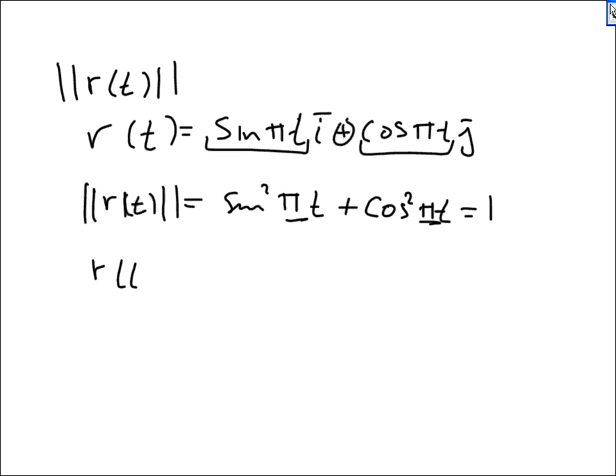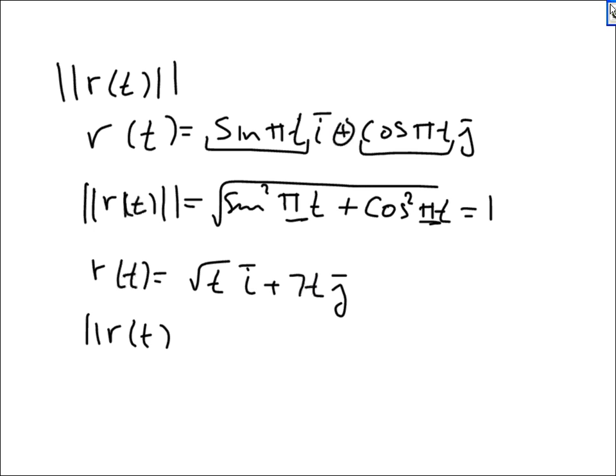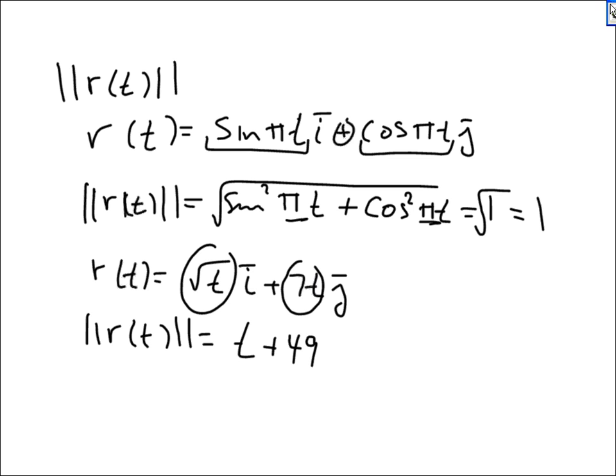If you were told that r of t was equal to the square root of t in the i direction plus 7t in the j direction, the length of r of t, actually it's the square root of that. You square this, you get t, plus, you square that, you get 49t squared, square root. Here's the answer for that one.